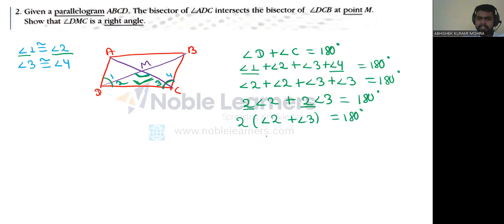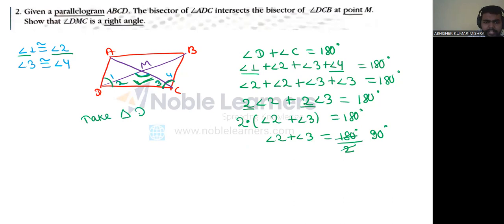Now I could solve this equation. This 2 is in multiplication, that will go in division. I can write angle 2 plus angle 3 is equal to 180 degrees upon 2. So my answer would be 90. That means angle 2 plus angle 3 is equal to 90 degrees, right? This is done. Now we are going to take triangle DMC. So let us take triangle DMC.